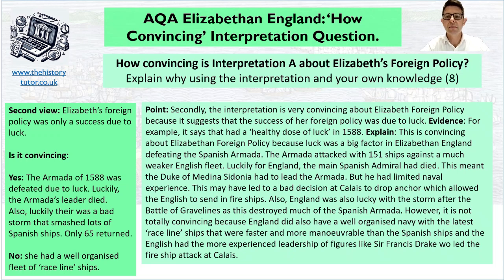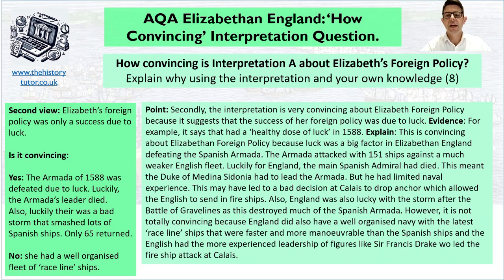Luckily for England, the main Spanish admiral had died. This meant the Duke of Medina Sidonia had to lead the army, but he was a limited naval leader. He was more of a land leader. This may have led to a bad decision at Calais to drop anchor, which allowed for the English ships to send in their fire ships. And also, England was lucky with the storm after the Battle of Gravelines, as this destroyed much of the Spanish Armada.